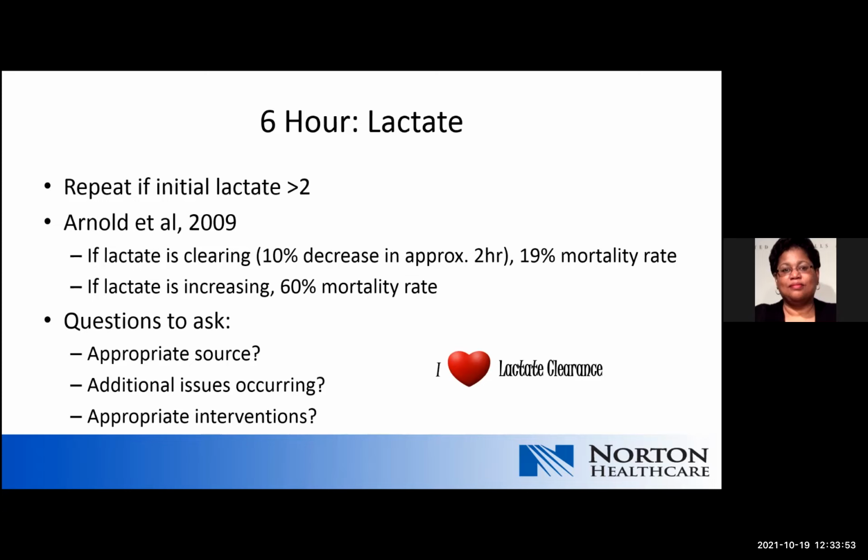But if your lactate is greater than 2, you have to get a repeat. We do this because we want to look for those lactate trends. If it's increasing, we need to start asking the question, do we have the appropriate source? Is there another location that maybe we haven't identified? Are there any additional issues going on? Have we applied the appropriate interventions? Did we give a fluid bolus? Did we give fluids at all? Do we need to give more fluids? So those are things to consider with the lactate.